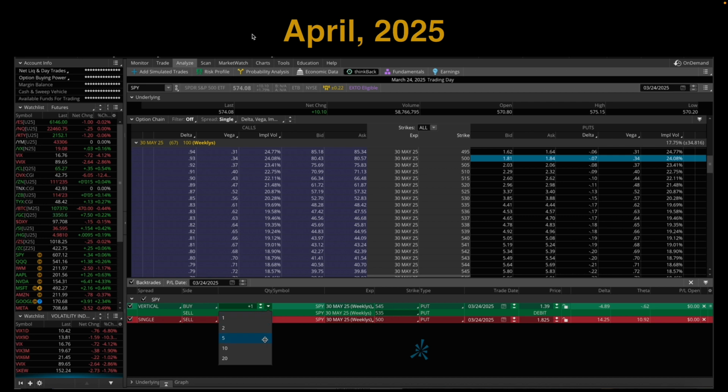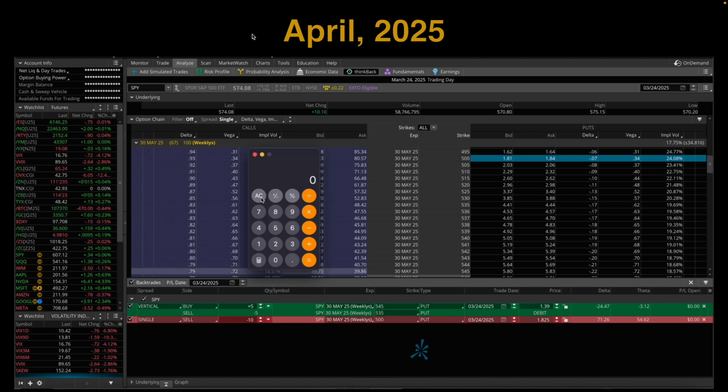And I'm going to go ahead and purchase 5 put debit spreads. I'm going to sell 10 naked puts. And this is going to mimic a 112 spread in ES. So this is essentially the same trade.